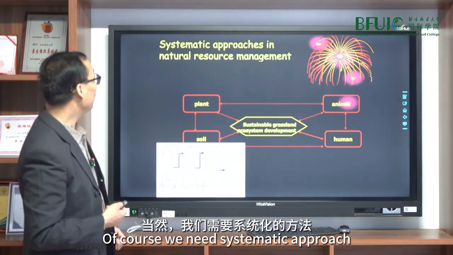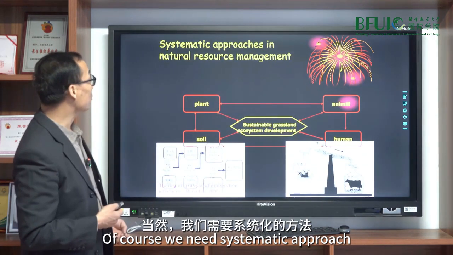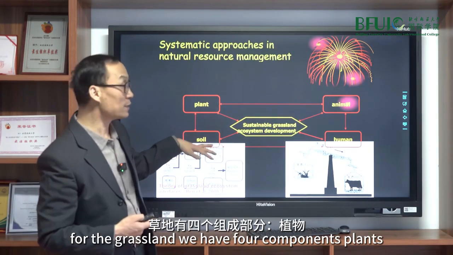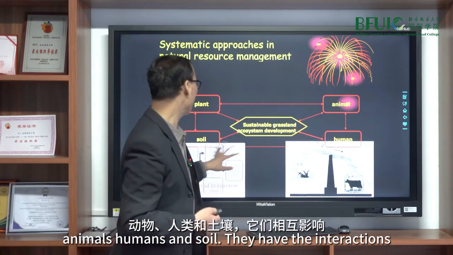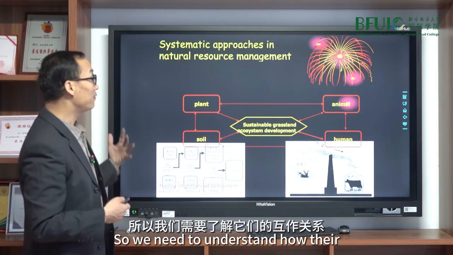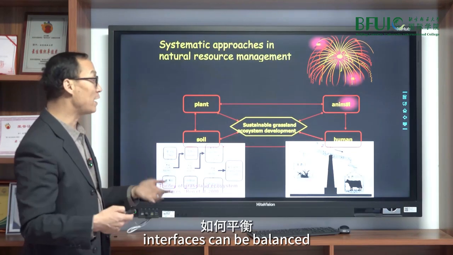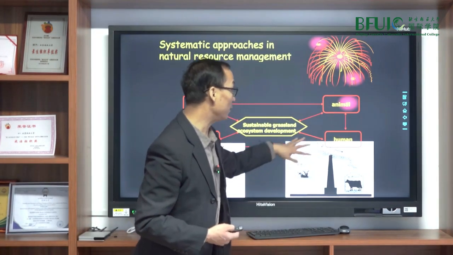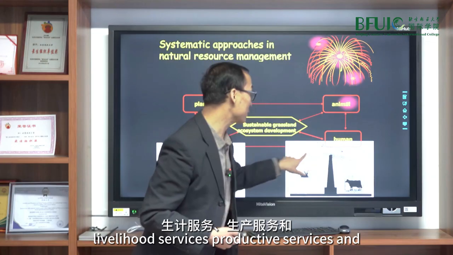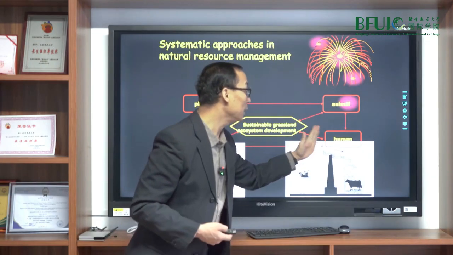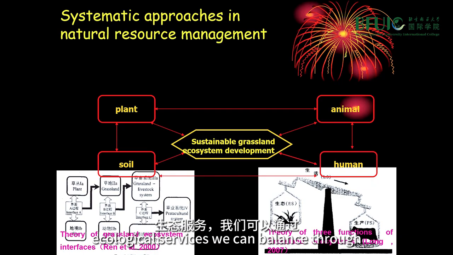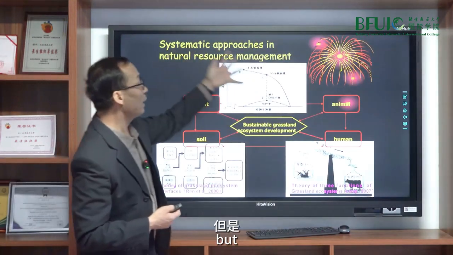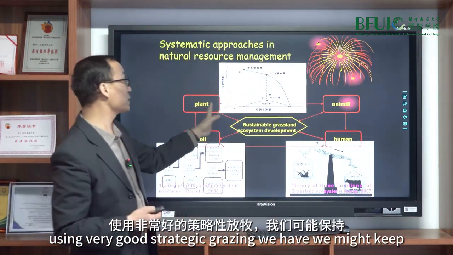And of course, we need a systematic approach in resource management. I already said at the very beginning that for the grassland, we have four components: plants, animals, humans, and the soil. They interact. So we need to understand how the interfaces can be balanced through regulation, livelihood, livelihood services, productive services, and ecological services. We can balance the different needs of human beings by using a very good strategy of grazing.